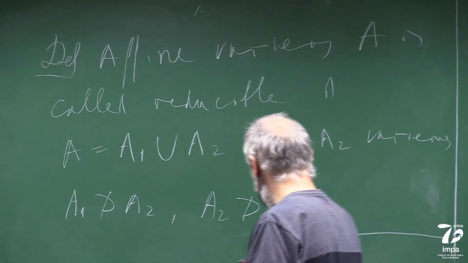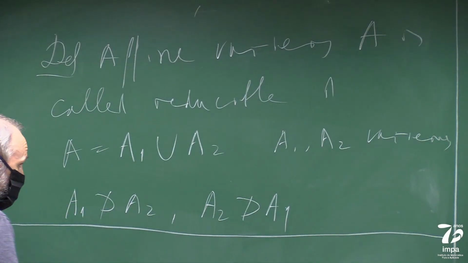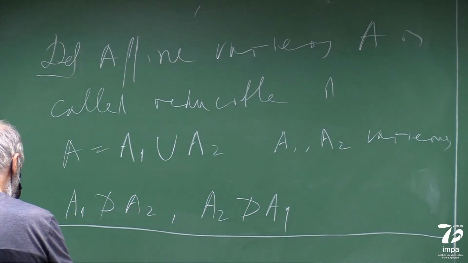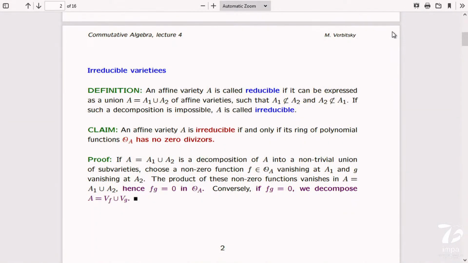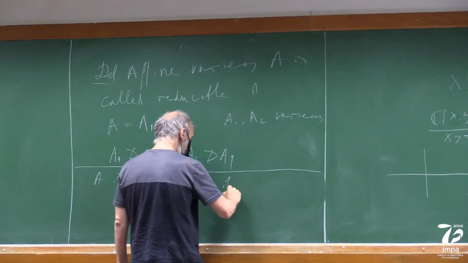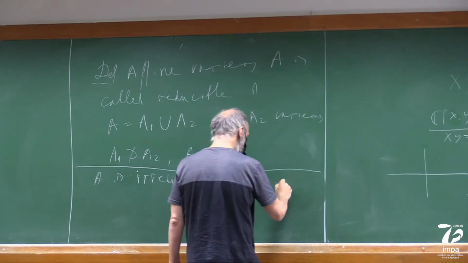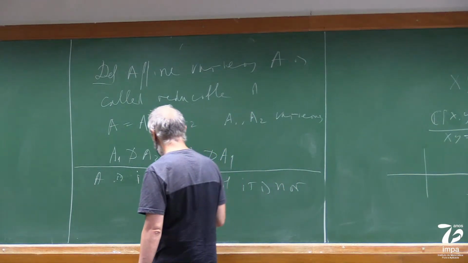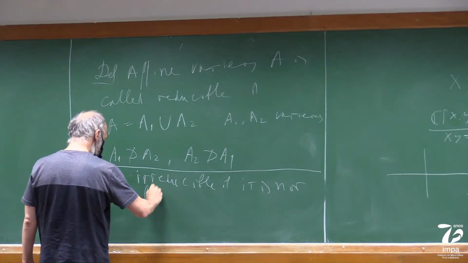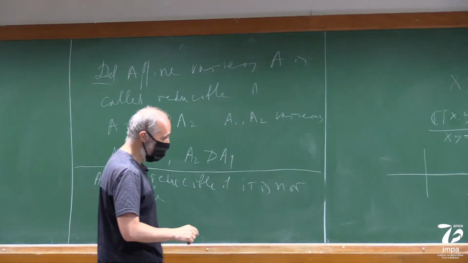This is a geometric characterization of reducible and irreducible. A is irreducible if it is not reducible, that is, it cannot be decomposed into this union.